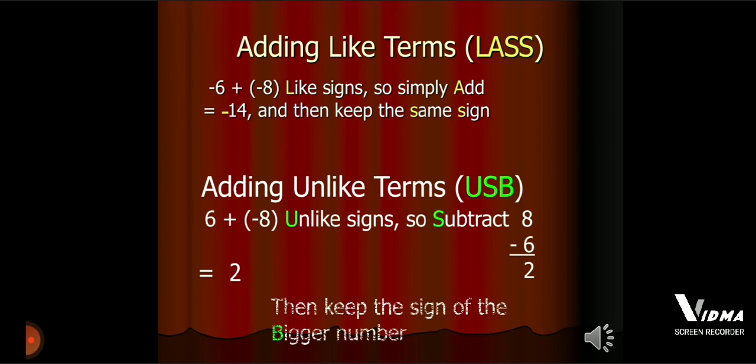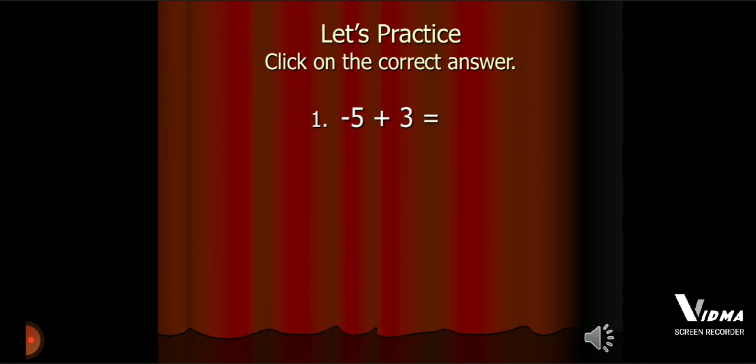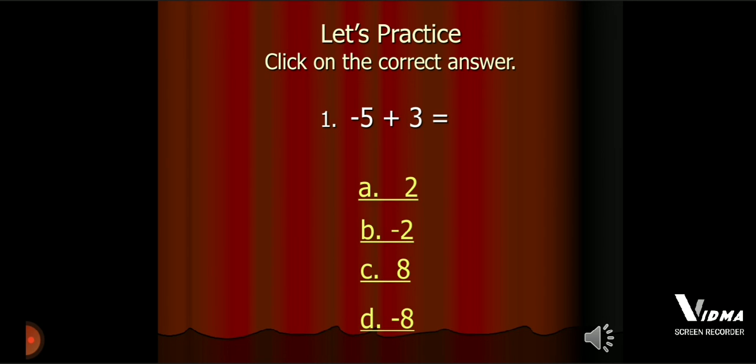Again, if the signs are like, put the sign and add. If the signs are unlike, remember in your mind USB: put the sign of the big, then subtract. Okay, now it's your time to practice by yourself. Try to answer this question alone. If you understand it well, you will do it.